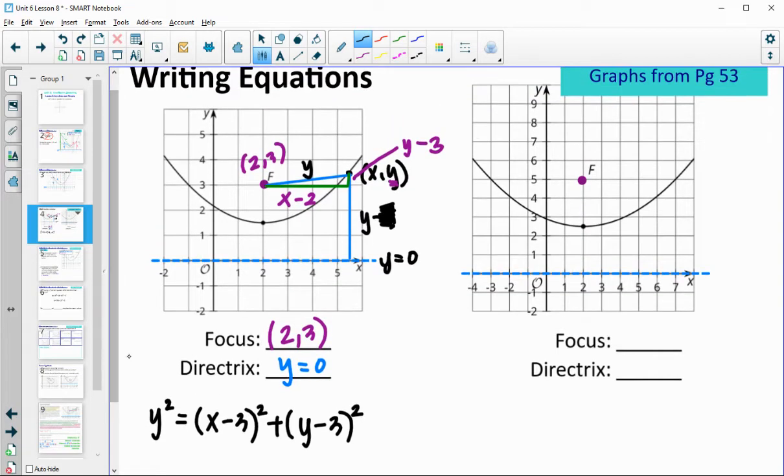We should be able to apply that same idea here to this next one. Oops, and I wrote this wrong. The width was x minus 2.